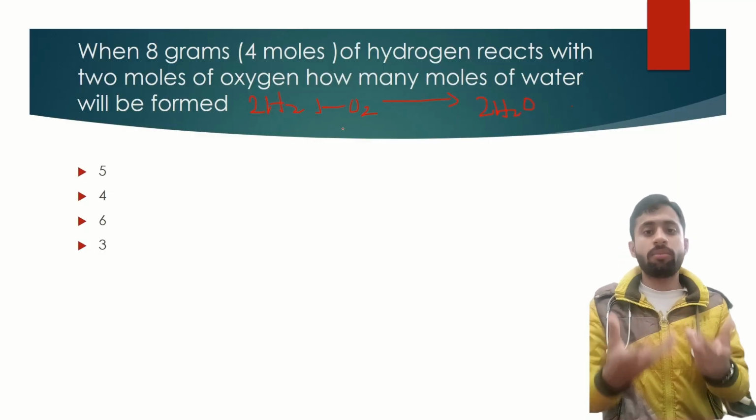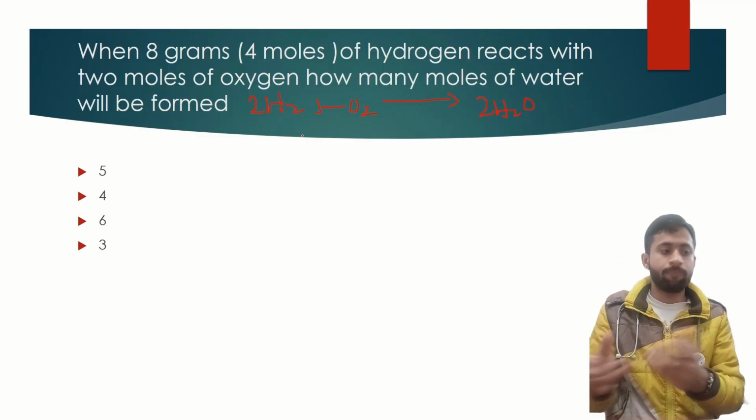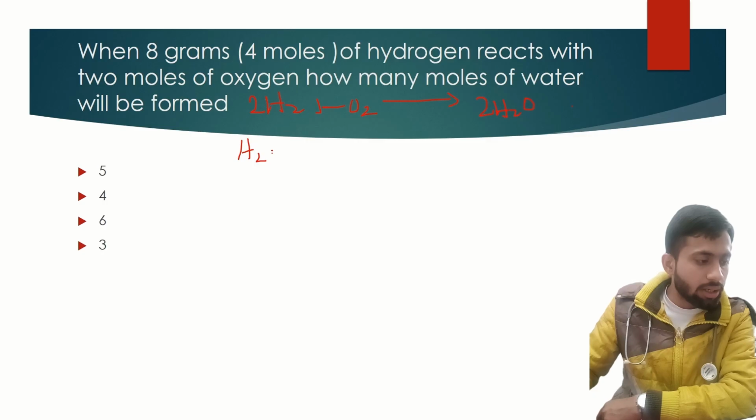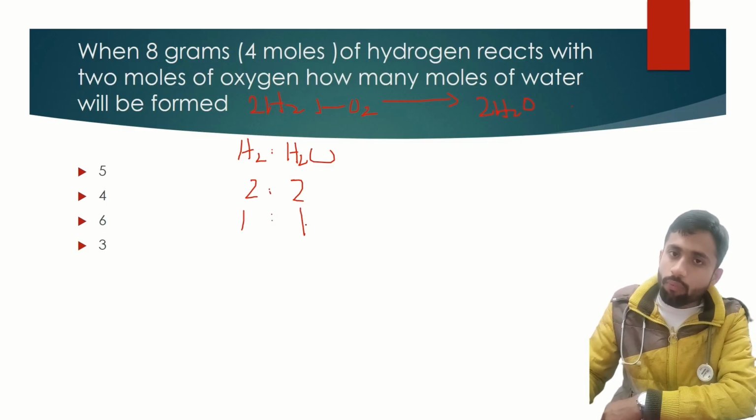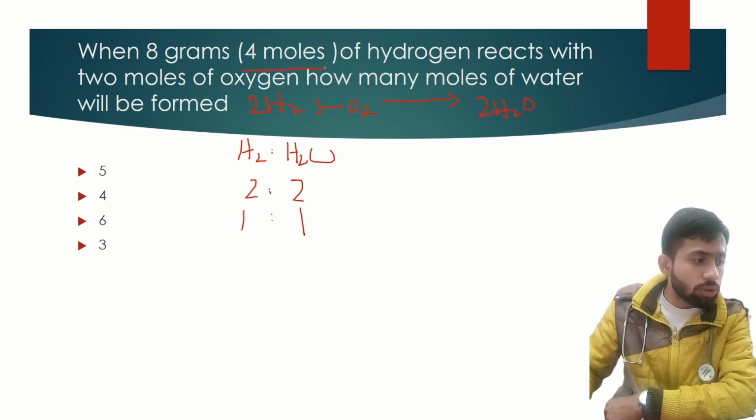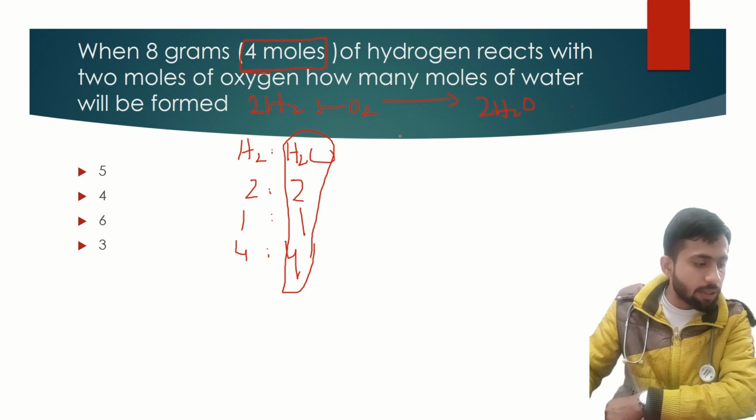There might be a limiting reactant, there may be not. So basically we will be taking ratios from both sides. If 2 moles of hydrogen gas react to form 2 moles of water, then 1 mole of hydrogen will react to form 1 mole of water. How many moles are given? 4 moles of hydrogen are given. So 4 moles will be forming 4 moles of water. This is as per hydrogen.